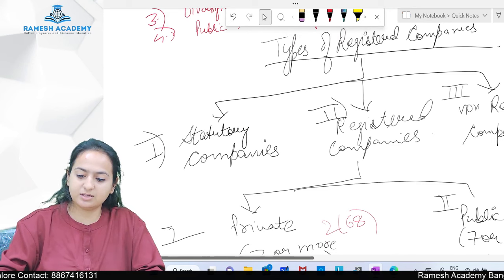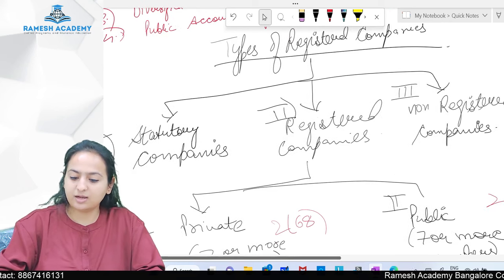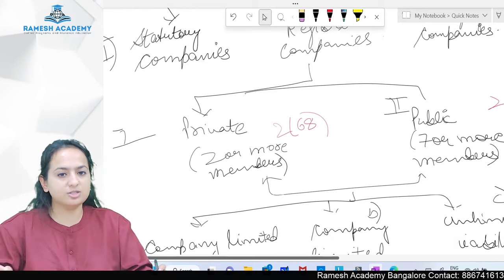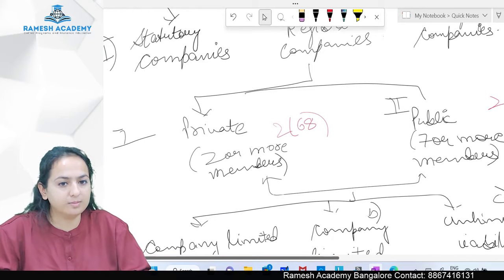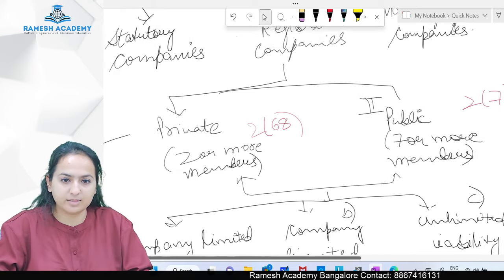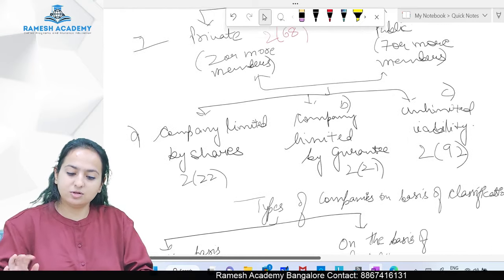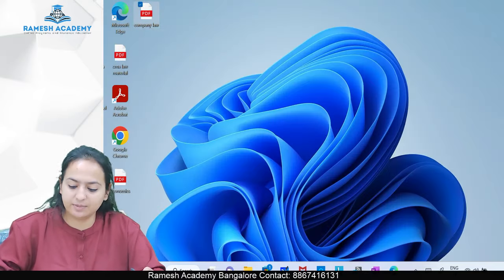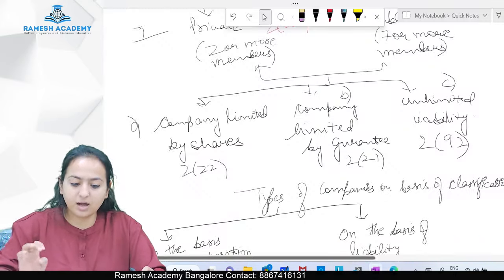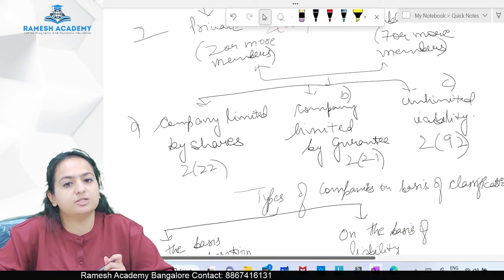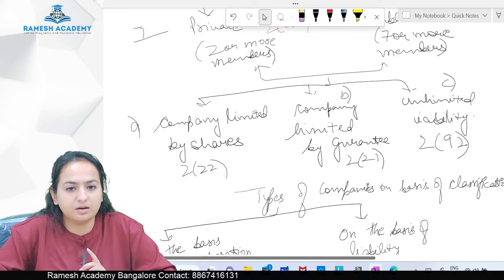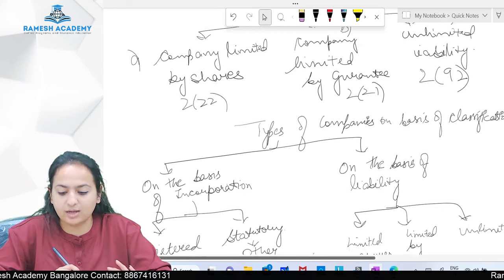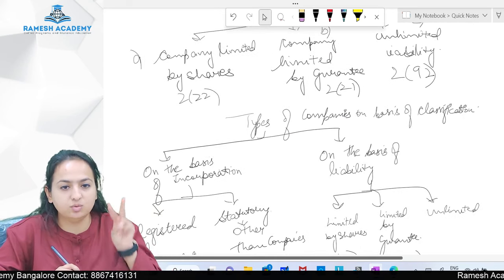Then types of registered companies we have studied: statutory company, registered company, non-registered company. Registered company may be under subsection 68, private companies 2 or more members can form, public companies 7 or more members can form. Then, in this also, company limited by shares, company limited by guarantee and unlimited company comes. Company limited by shares are those which are covered in 2 subsection 22, limited by guarantee 2 subsection 21 and unlimited 2 subsection 92.